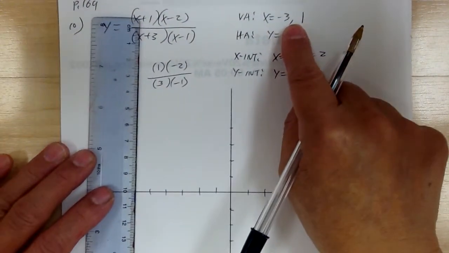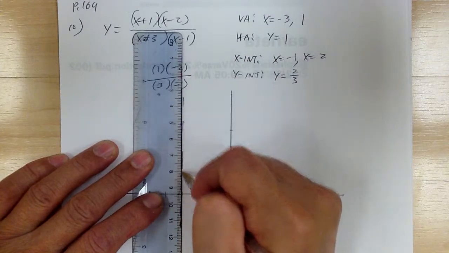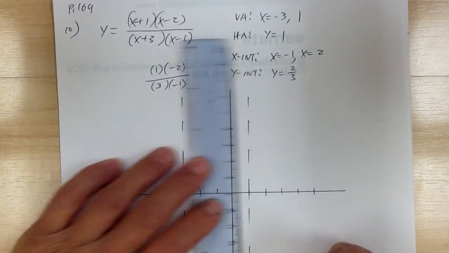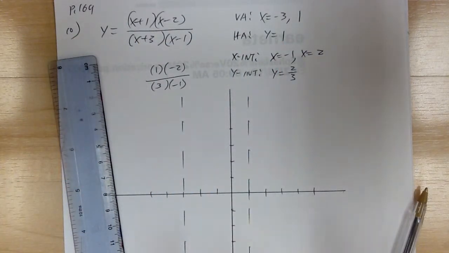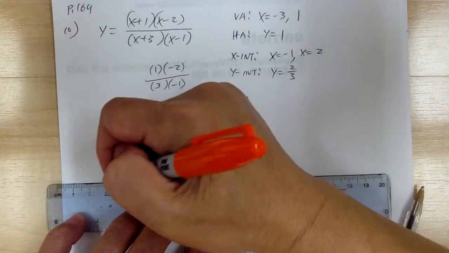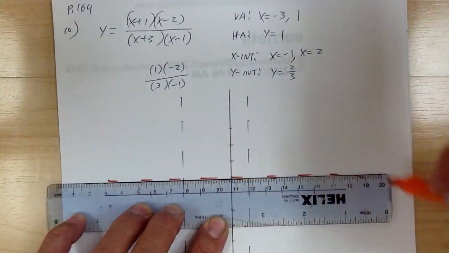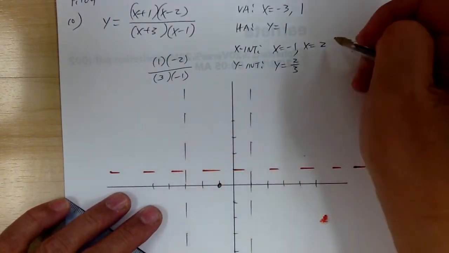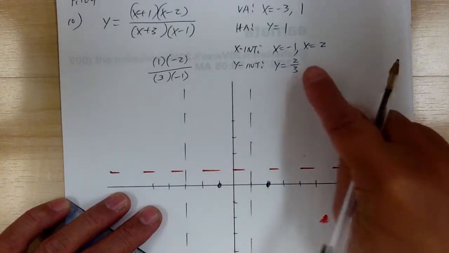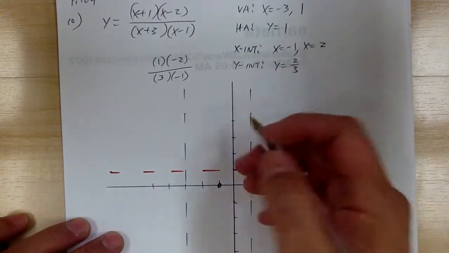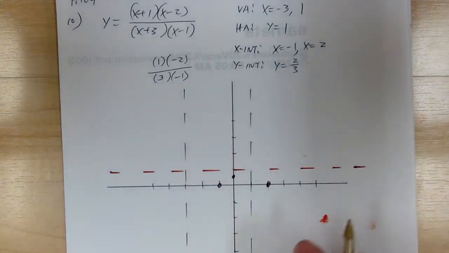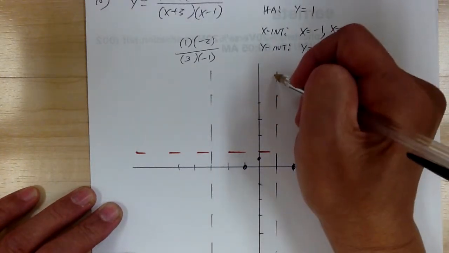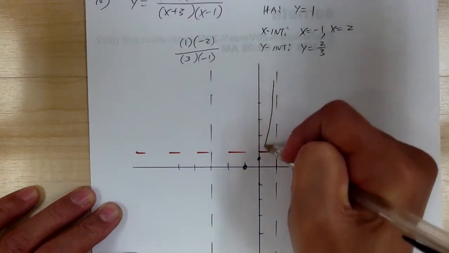Vertical asymptotes are negative 3 and 1. Horizontal asymptote is y equal to 1. The x-intercepts are negative 1 and 2, and the y-intercept is 2/3, so it's right over here. Now you're allowed to cross over the horizontal asymptote. Since there are these two dots over here, you know that this has to go like this.